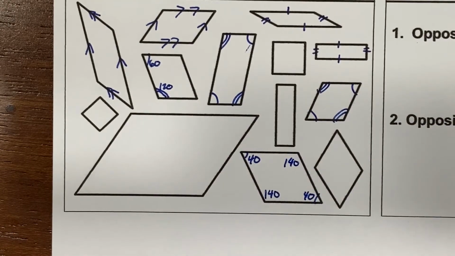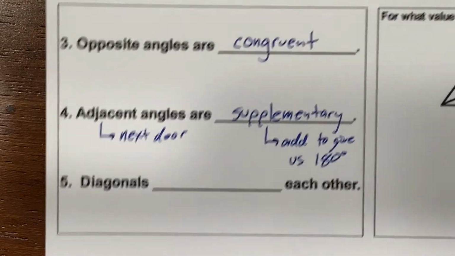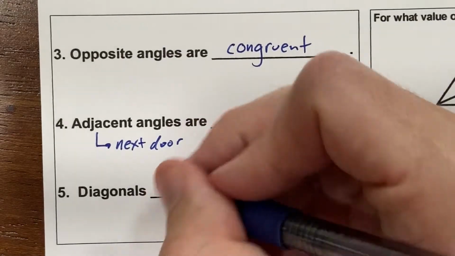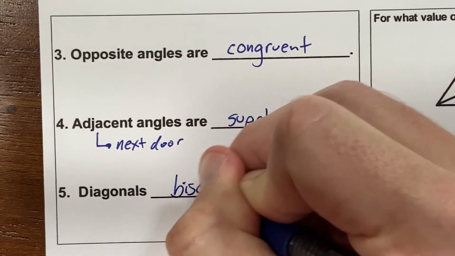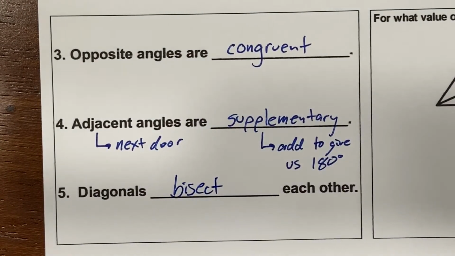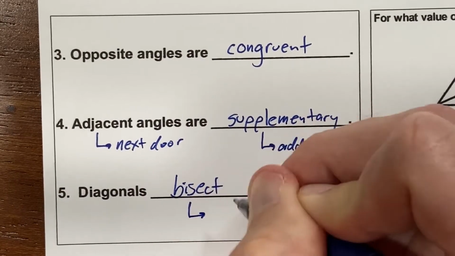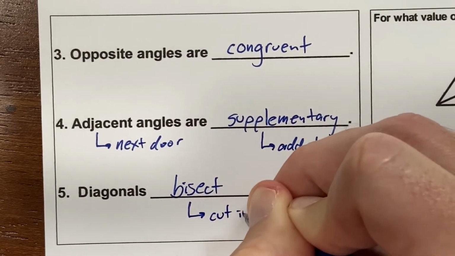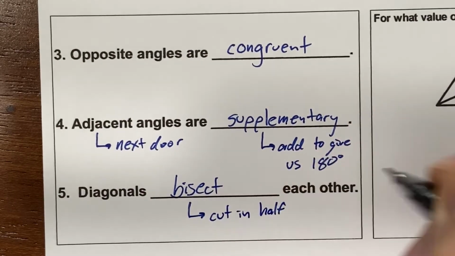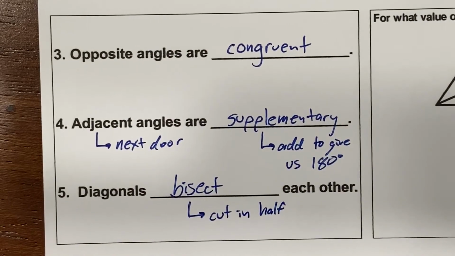Okay? One more. Diagonals bisect each other. And I think that the word is dissect that you deal with in biology when you cut all the animals and stuff open. And so I always think about bisect. We're going to cut something in half. It's going to be in two pieces then, okay? So cut in half.